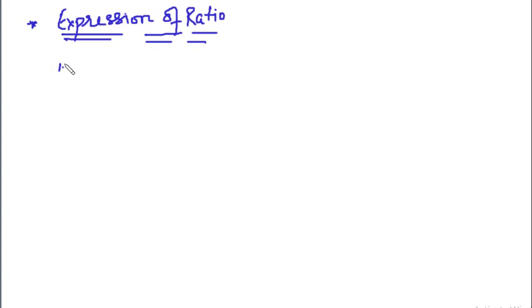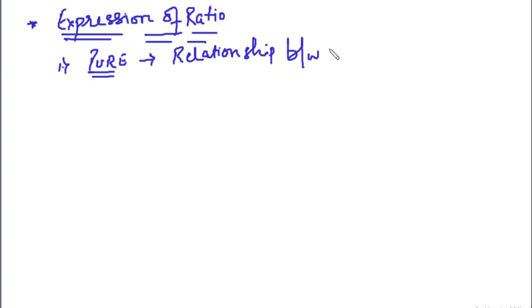So the first expression is pure. What do you mean by pure? Relationship between two factors in a pure number. Now what is a pure number?